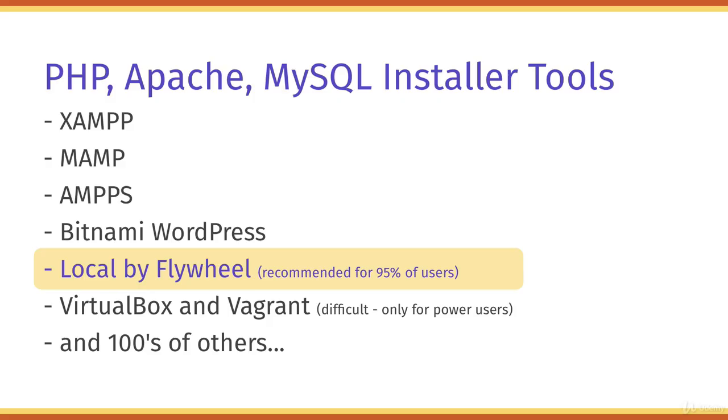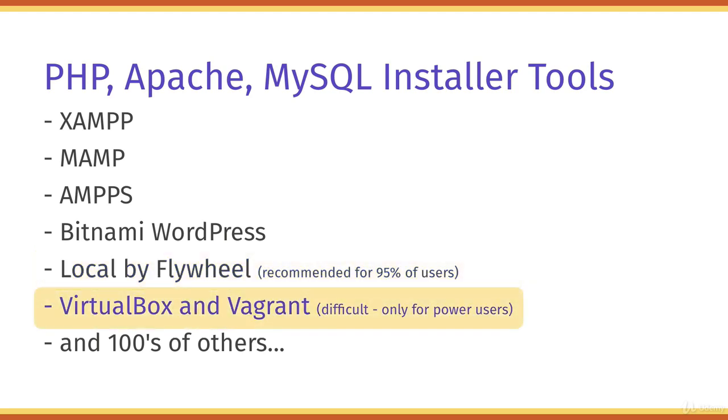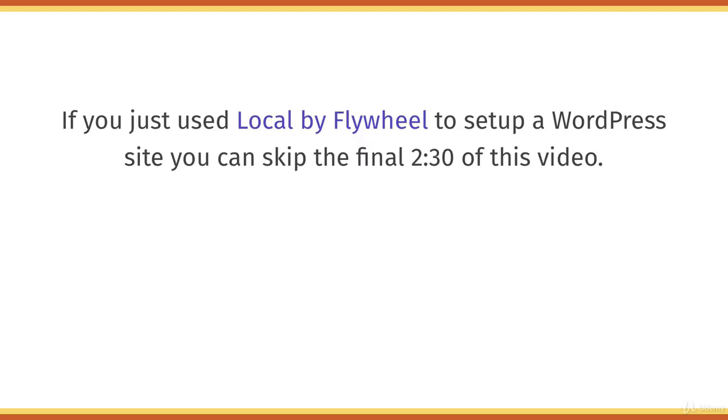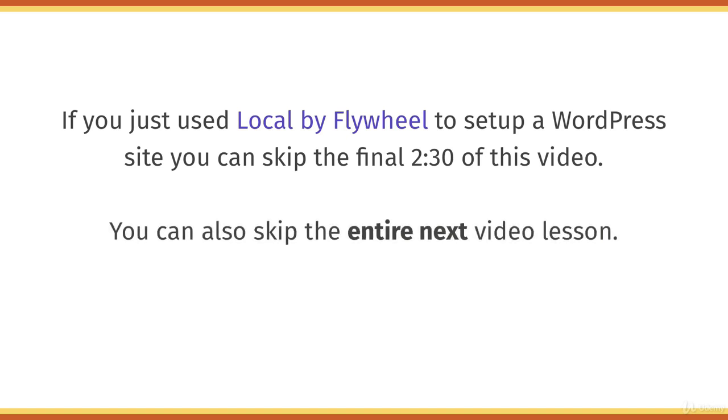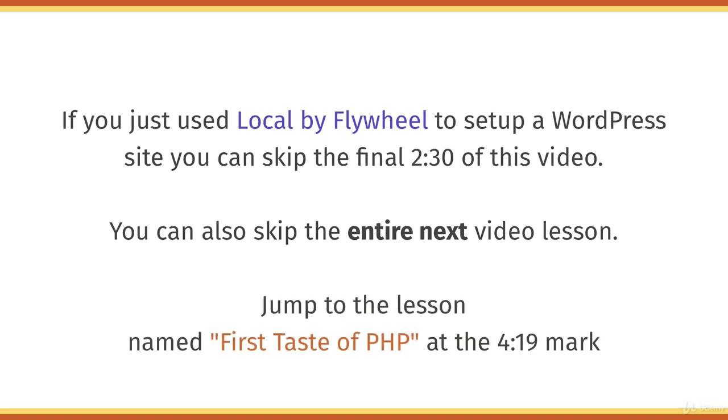Cool. Now for the remainder of this lesson, I'm going to show a very small percentage of people how to use VirtualBox and Vagrant. If you just used Local by Flywheel to set up your site, you do not need to watch this. And you can also skip the entire next video lesson because we are just going to be walking through the more difficult technical way of installing WordPress, which you've already done. So you can skip the rest of this video, you can skip the entire next video, and I want you to jump into the lesson named First Taste of PHP. And you can even skip ahead to about the 4-minute and 19-second mark.